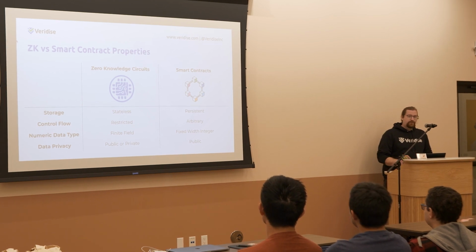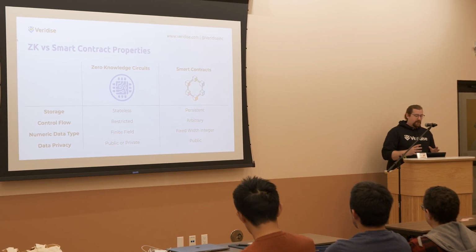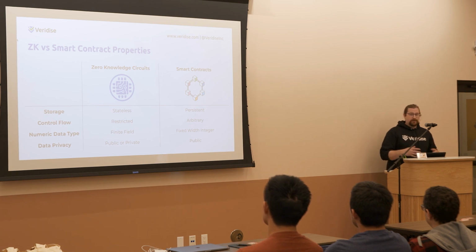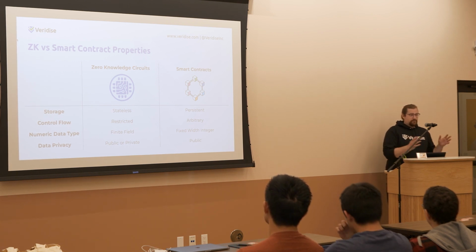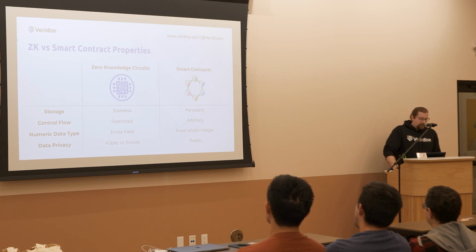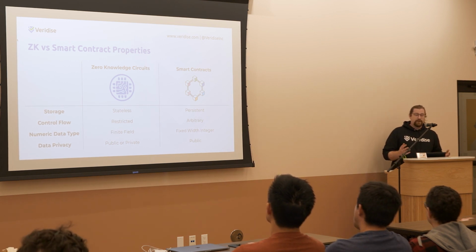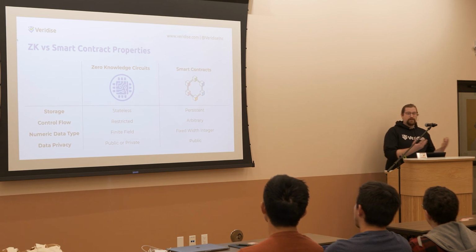Smart contracts, on the other hand, are inherently persistent. So you persist state in a smart contract on the blockchain. You can have arbitrary control flow. So if we're looking at Solidity, you can have dynamic calls and stuff like that. You can do pretty much anything that you want. In addition to that, the numeric data type is a fixed width integer, which means that they're going to be of the size of a power of 2, like a uint256, which ranges from 0 to 2 to the 256. And then finally, all of the data on a blockchain is public. That's why we interact with a zero-knowledge circuit, so that we can keep some of this data private.